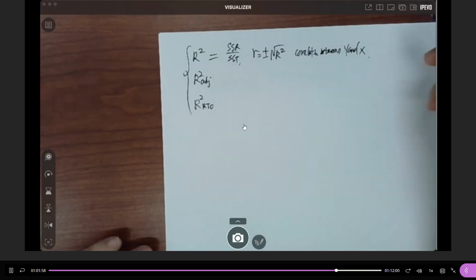This is the correlation between what? Y and X. Linear correlation. When we say correlation coefficient, it is always linear correlation. Sometimes we forget the word linear.